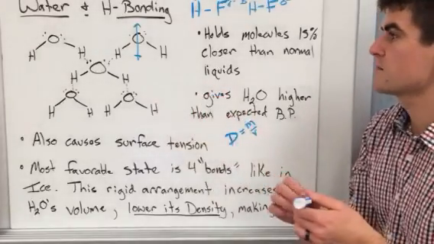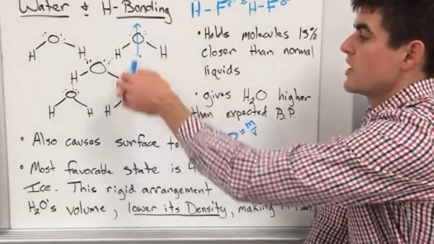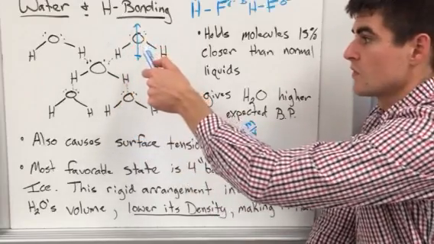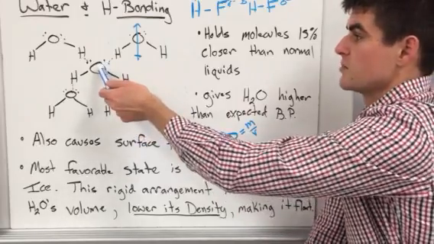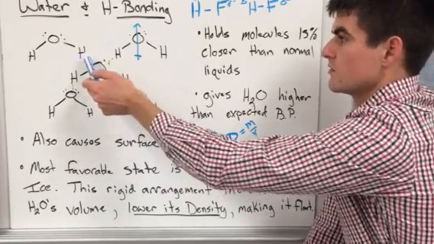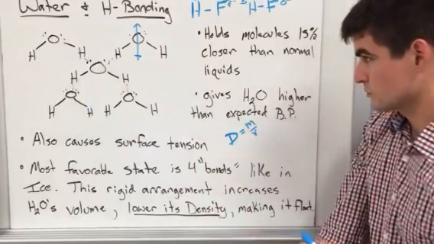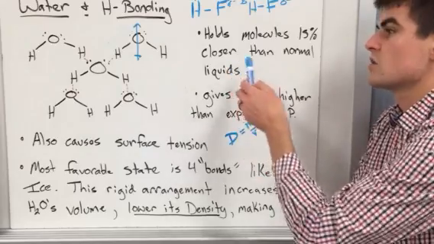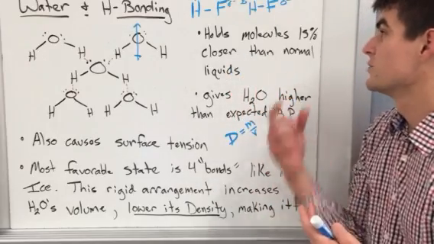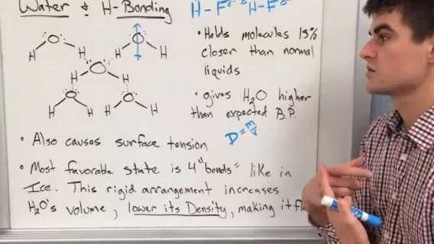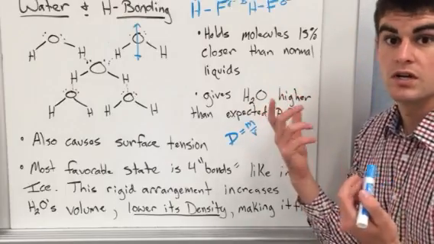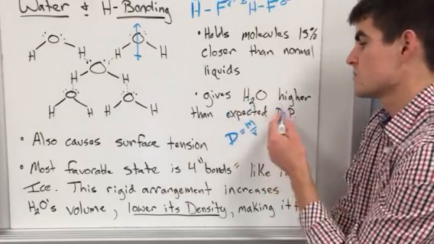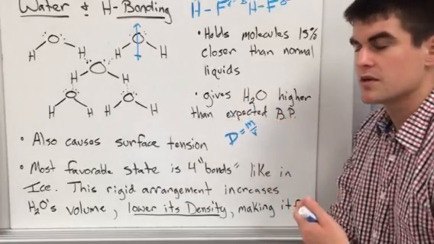So in water, that's what's happening here. We have partial positives at the hydrogen end and partial negatives at the oxygen. They're attracted to each other, so I have a negative and a positive, a negative and a positive, and so on. What this causes in water, as well as others, is that it holds our molecules closer together. In water, it's about 15% closer than normal liquids, or liquids that don't have this hydrogen bonding. This gives water some unexpected properties.